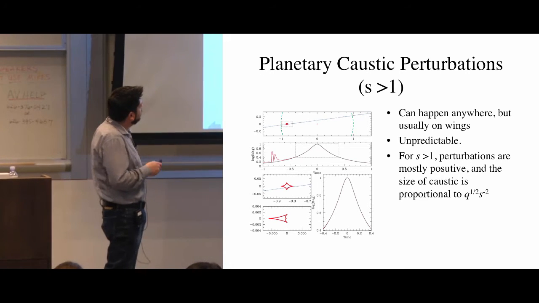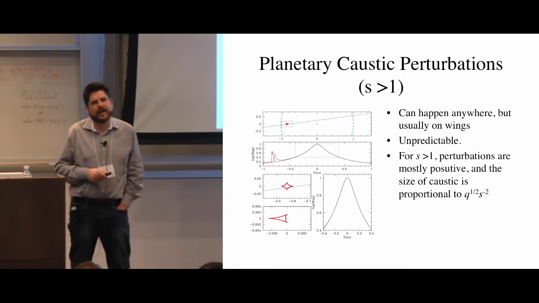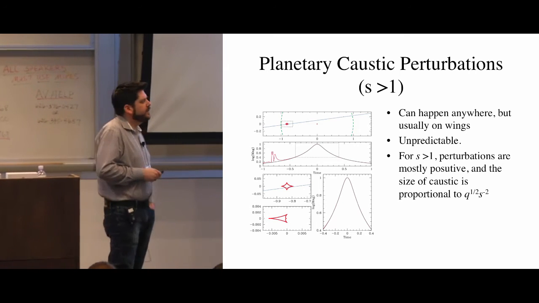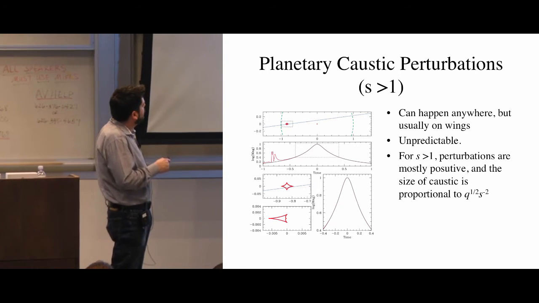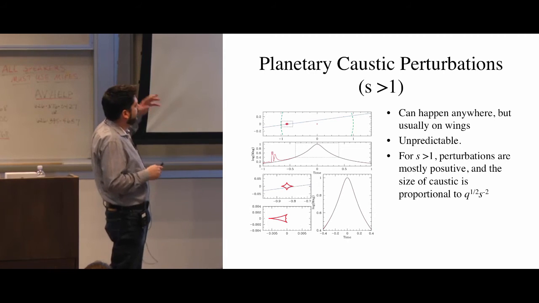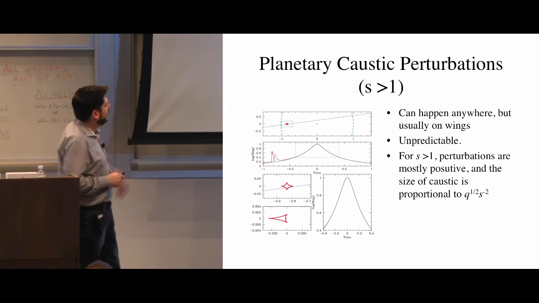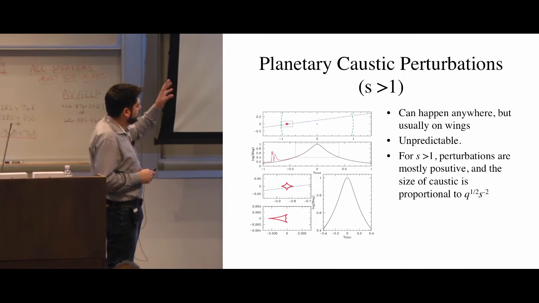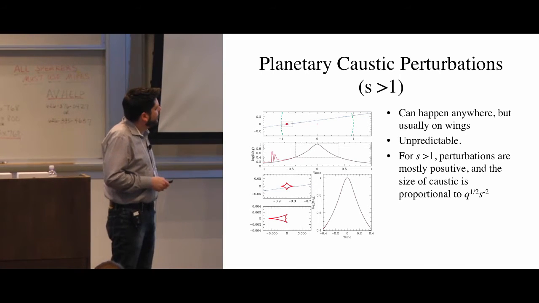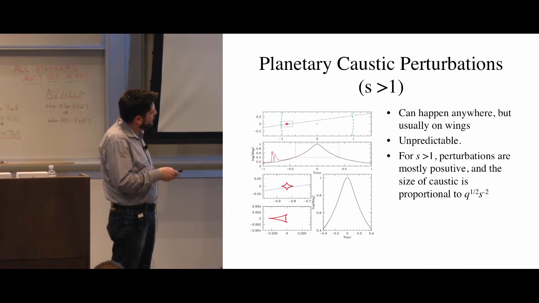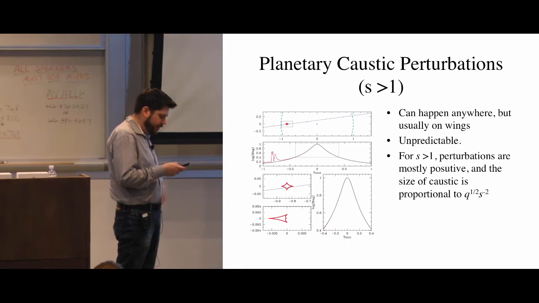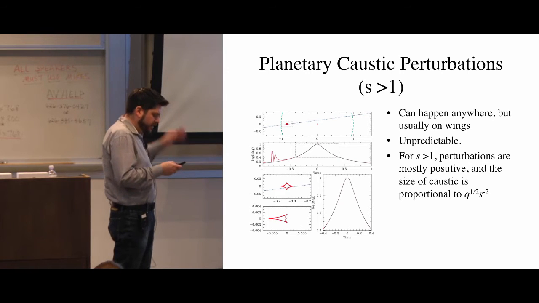Okay? So these perturbations are annoying because they can happen anywhere at any time and they're unpredictable, which means you have to monitor the entire light curve continuously. But they are actually larger. There are more planetary caustics happening, deviations happening in the universe, not that we're observing them necessarily, than central caustics because the caustic is bigger. And so the size of the caustic is proportional to the mass ratio to the 1/2 and the separation to the -2. So as the separation gets larger, the caustic shrinks. As the mass ratio decreases, the caustic shrinks.